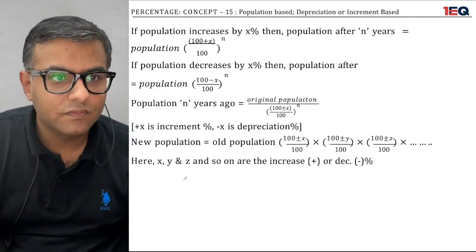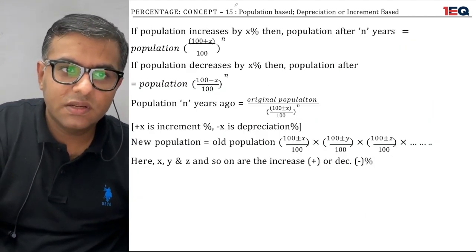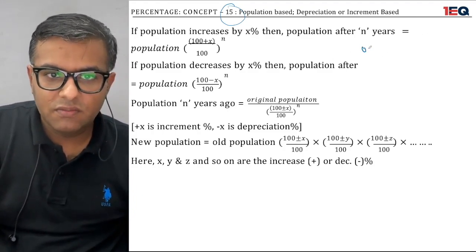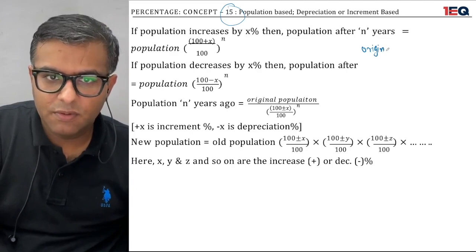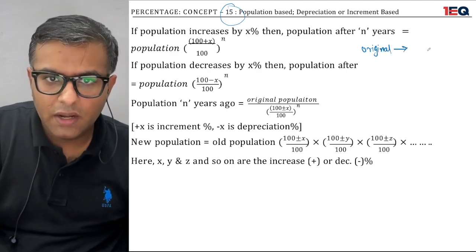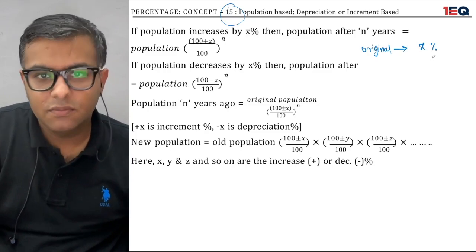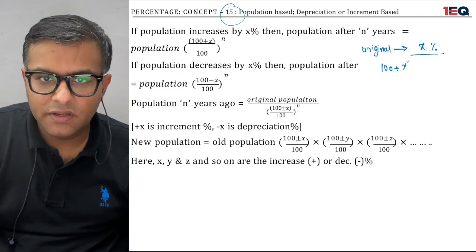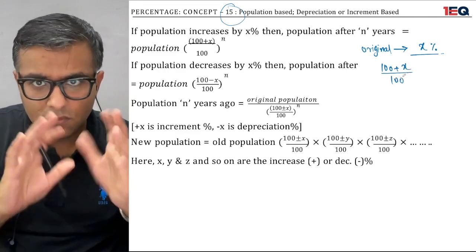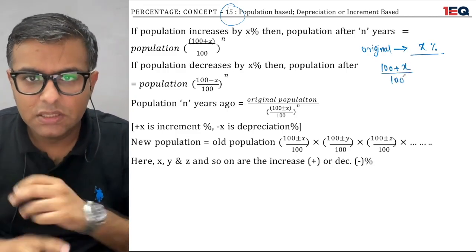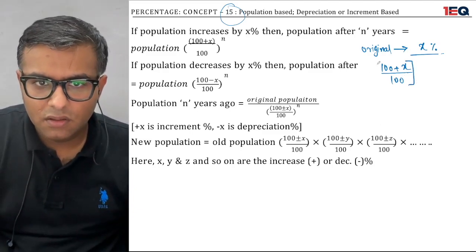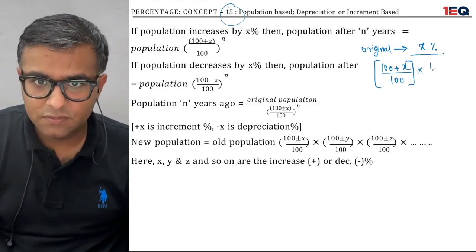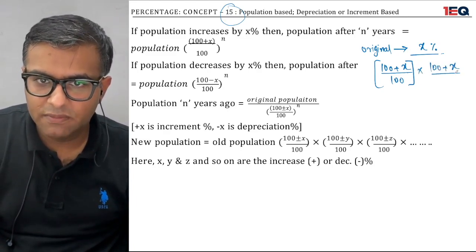Moving on, there is a concept of population increase and decrease. First of all, there is an original population of a town, and X% increment has been done in the population. If it is done only once, I would multiply it with (100 plus X) upon 100. Does it make sense? (100 plus X) upon 100 would be the population that has increased only once. If it increases one more time with the same percentage, I would again multiply it with (100 plus X) upon 100.